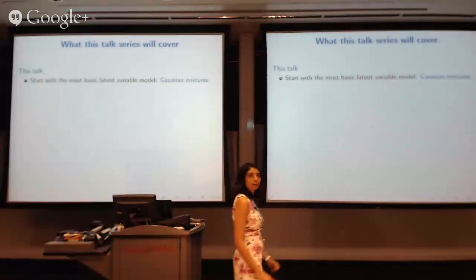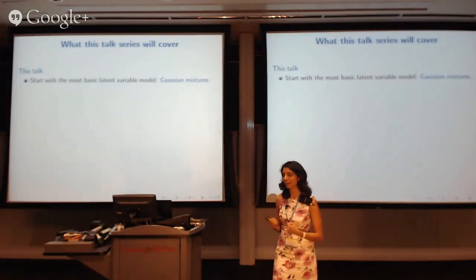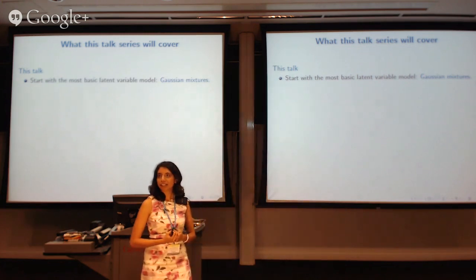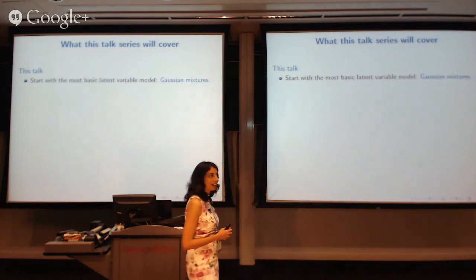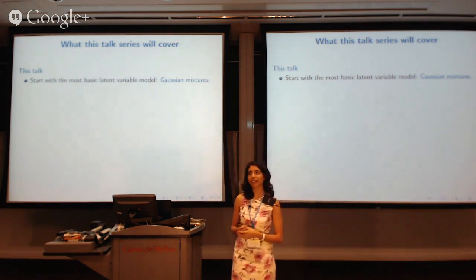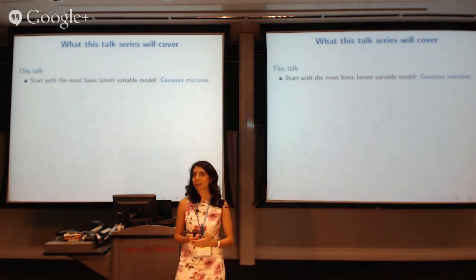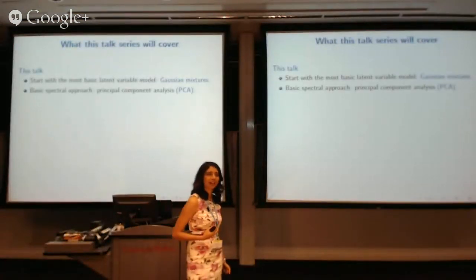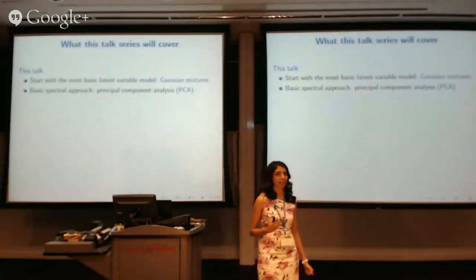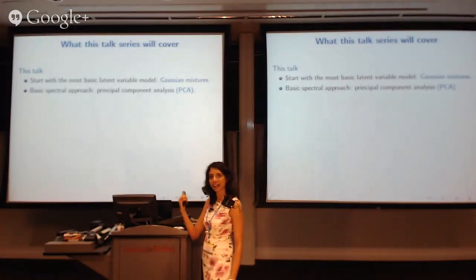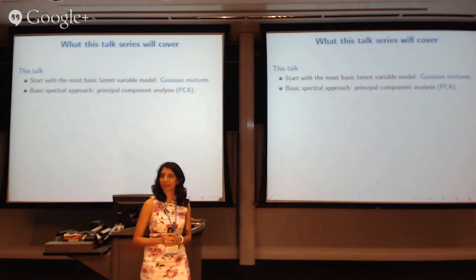So let's start with the plan for this series. Today I'll start with the basics. Perhaps the most basic latent variable model is the Gaussian mixtures. So I'll start with this, and then I'll also start with perhaps the most basic spectral method, which is PCA, or principal components analysis. I'll start with the basics of eigen analysis to make sure everybody's on the same page.